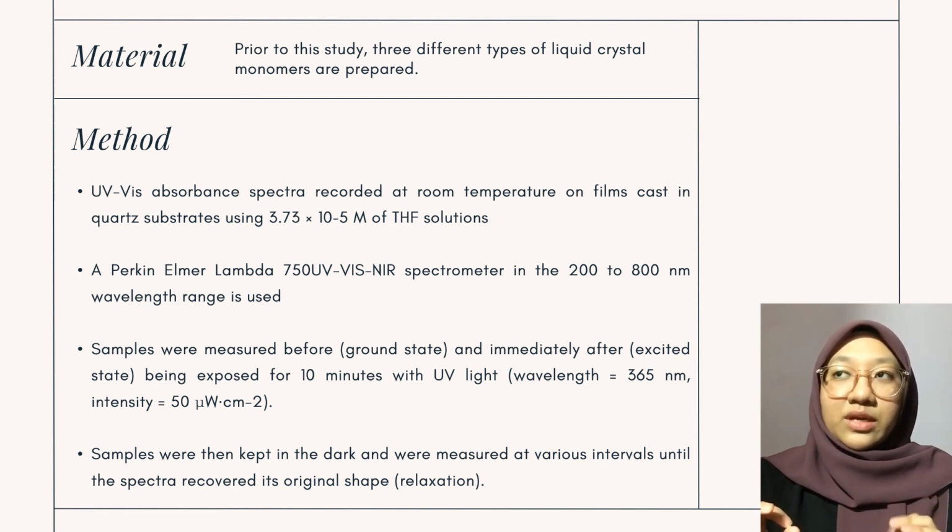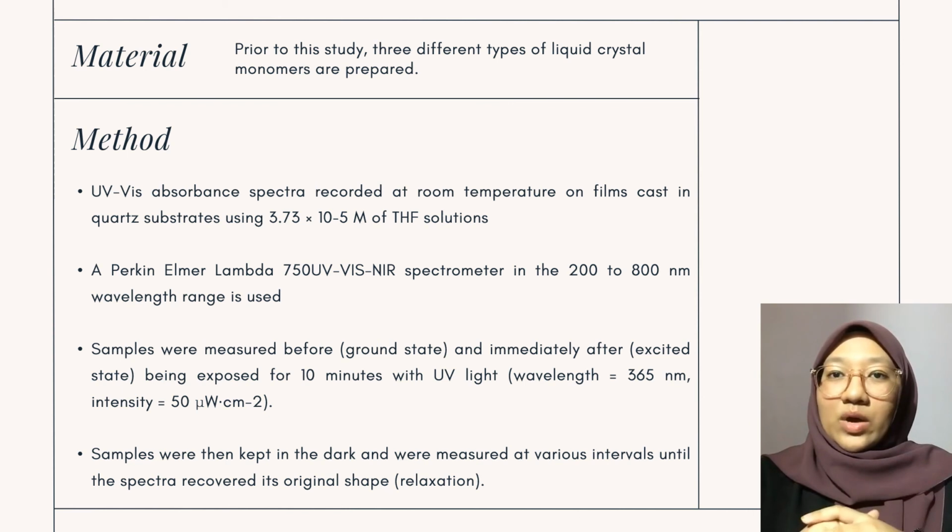Before the sample is exposed to UV light, the state is known as ground state, while as soon as the sample is exposed to UV light, the state is known as the excited state. The samples are measured for 10 minutes with UV light having wavelength and intensity of 365 and 50, and following this, the samples will be kept in the dark at various intervals, which is being measured until the spectra recover their original shape.